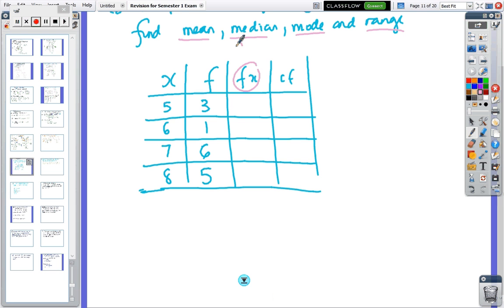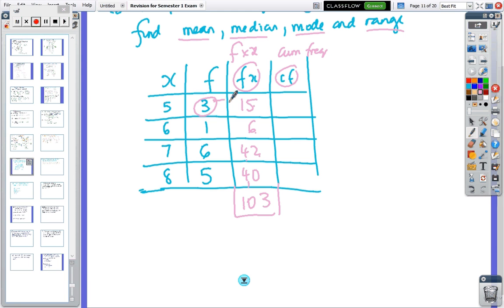So fx means f times x. So 5 3s are 15, 6 1s are 6, 7 6s are 42, 8 5s are 40. And we add those numbers up: 15 plus 6 is 21, 63, 103. And CF means cumulative frequency, which we need for the median.